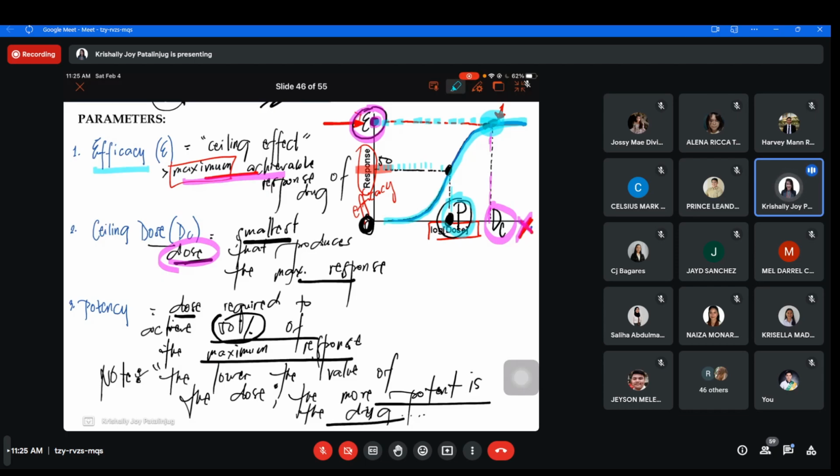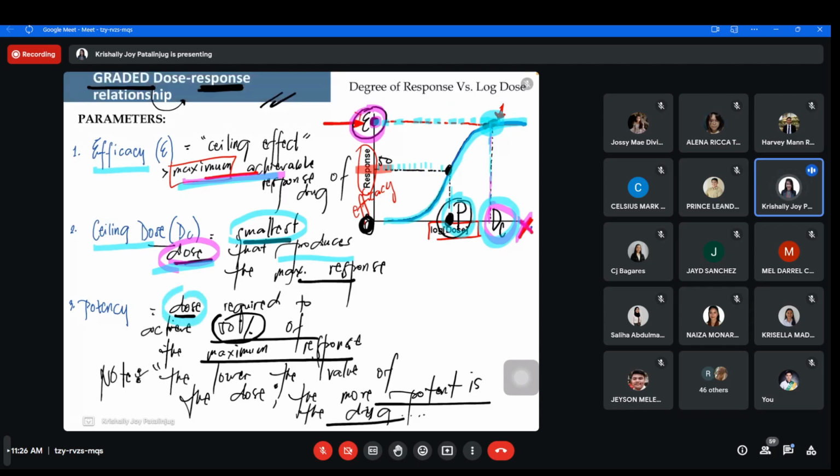Sige, let's go back. Efficacy is the maximum response achieved by the drug. Ceiling dose is the smallest dose, do not forget, that's the smallest dose that already produces the maximum response. So that's it. Potency also tells about the dose, but the dose that is required to achieve at least 50% of the maximum response.